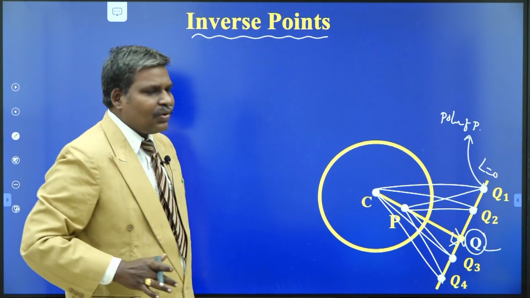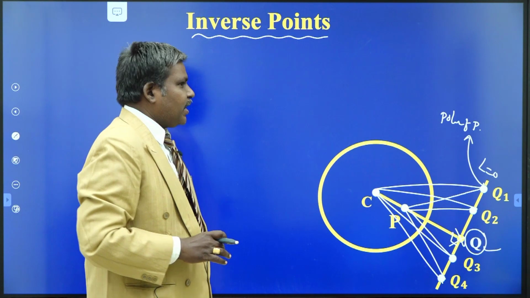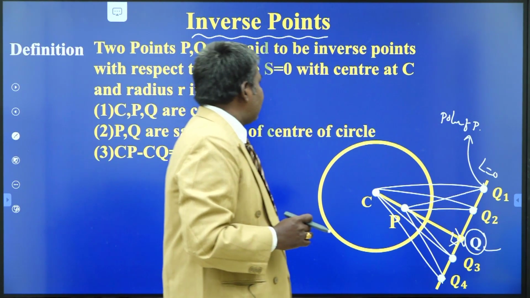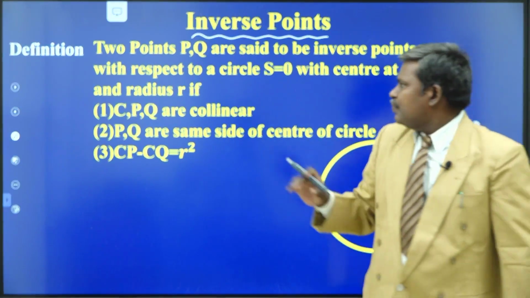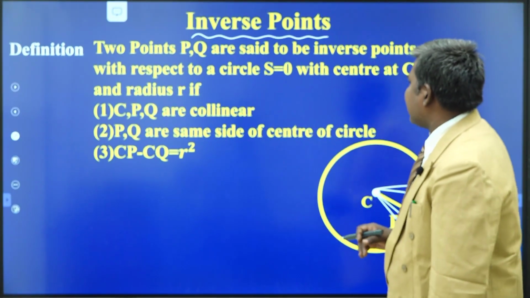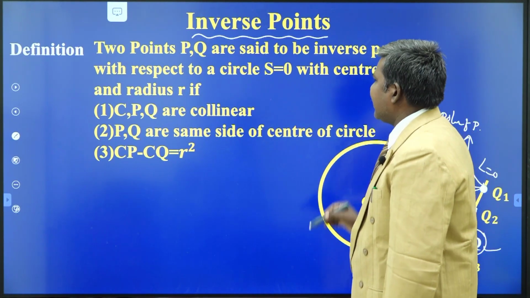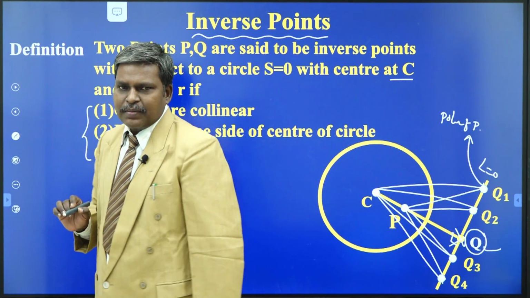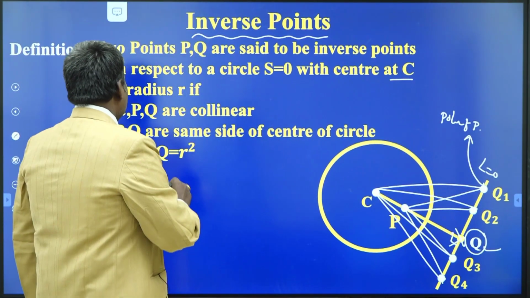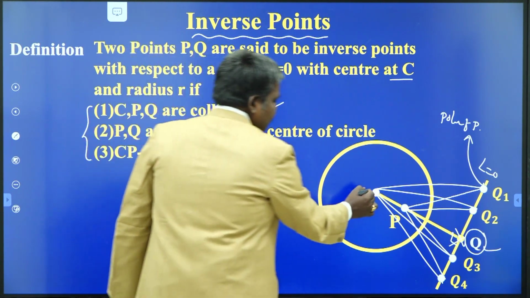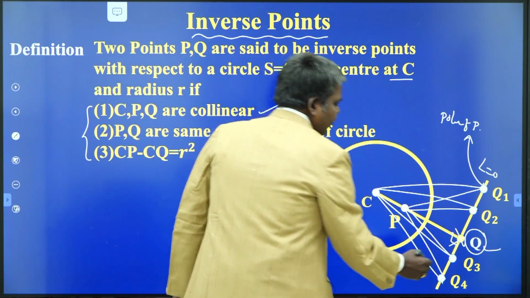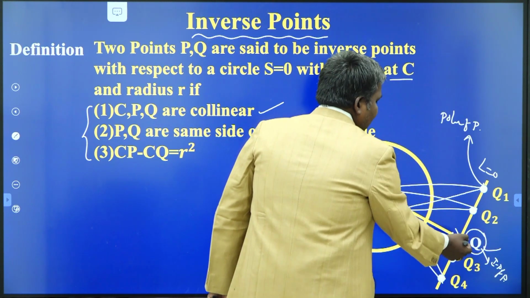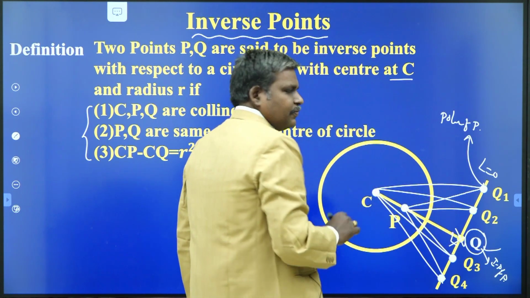So, this is the background of the definition of the inverse points, but we may define it in this manner. Two points P, Q are said to be inverse points with respect to a circle S equal to 0 with the center at C and radius R, if these 3 conditions are satisfied. What are the 3 conditions here? C, P, Q are collinear. Q is the inverse point of P. We can define the inverse point of Q is P itself with respect to the same circle.